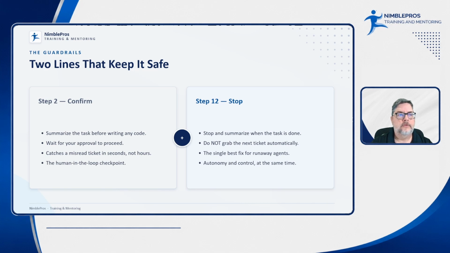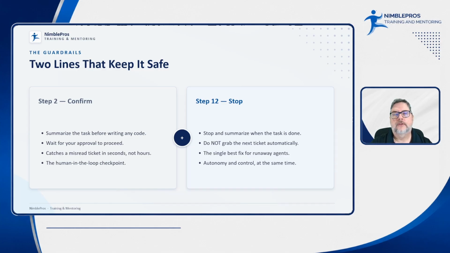So the way that we do that is we put in those guardrails. So step 2, confirm. Before you do anything, make sure that you get my verification that you understand what needs to be accomplished. Give me a plan, let me approve it before you actually do anything. And then once everything is done, stop. Don't go on to the next issue. Don't go on to something else.